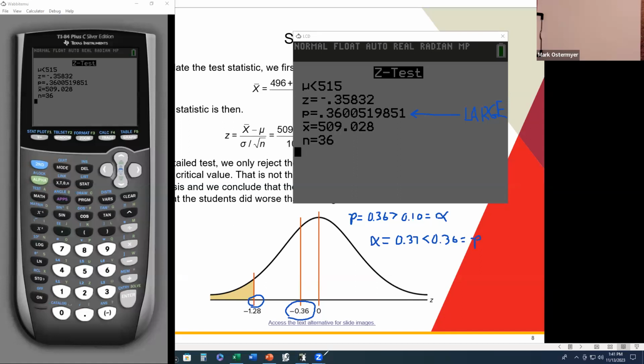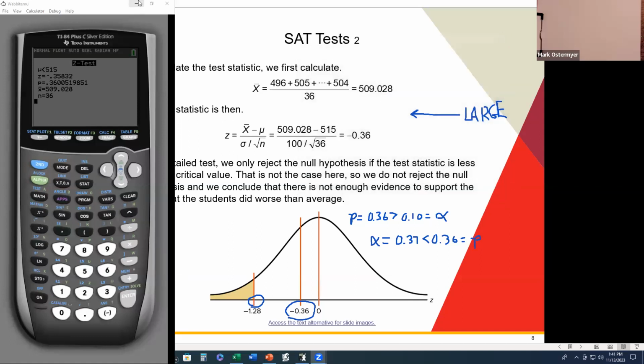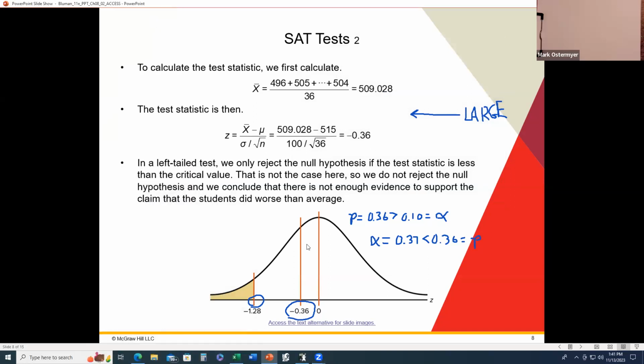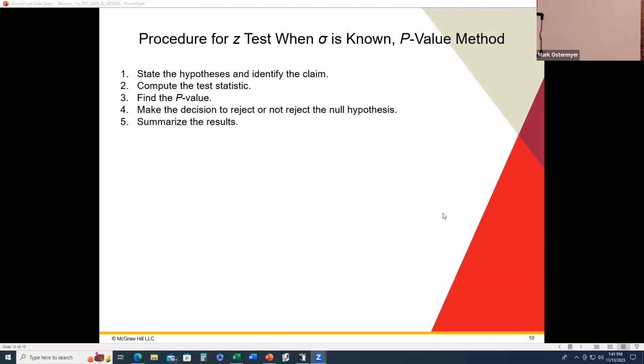Is this making any sense, how we're conducting hypothesis testing using the z-test on our calculator and using the p-value to make a decision? Just remember, for p small, you can reject the null. For p large, don't do it. Way too much risk. All right.